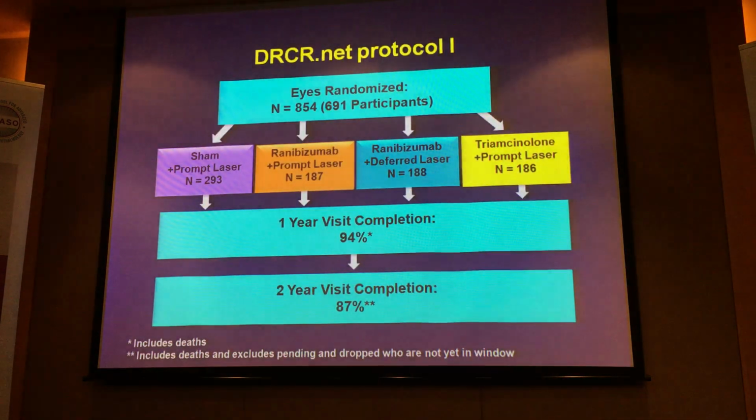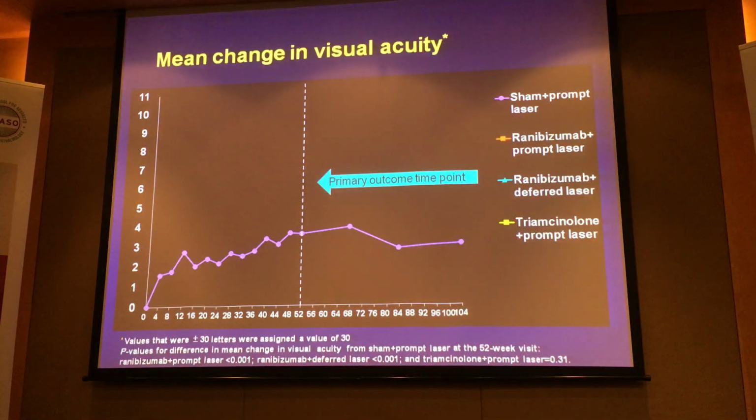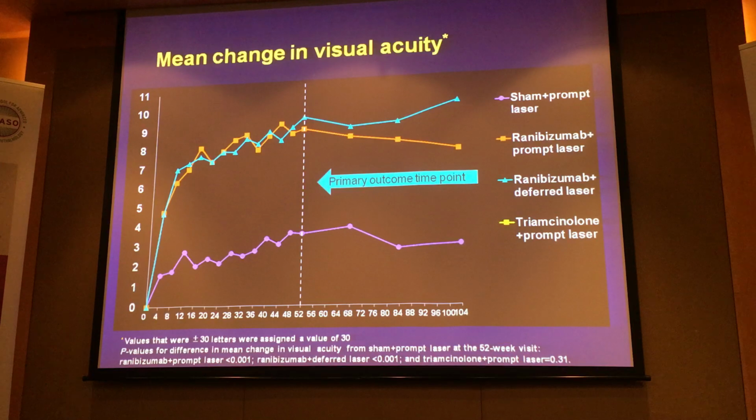So let's go a little bit into details why we've drawn some of the lessons from DRCR-net. This is protocol I, I won't go through it again. And you know that if you just use laser, visual acuity gain was very low. When you give ranibizumab, immediately the vision improves, it continues to improve. You see it doesn't go at a straight line, it goes up at 1 year. And the group that had deferred laser after 6 months did better than those who had immediate laser.